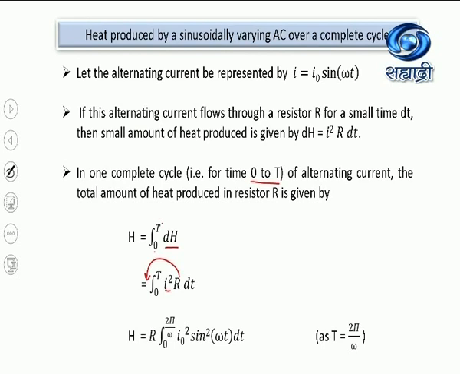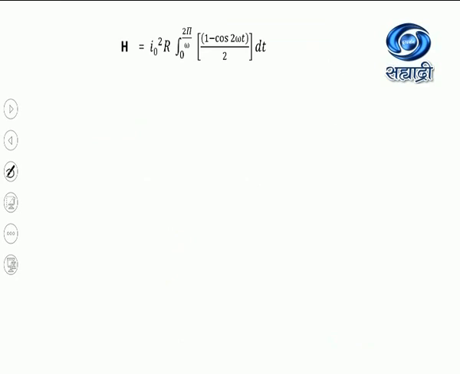How did you get 2 pi upon omega? Because we know T is equal to 2 pi upon omega. Just replacing T by 2 pi upon omega, and we get H is equal to R, limits from 0 to 2 pi upon omega, of I naught square sine square omega t integration with respect to t. Now H is equal to I naught square R.